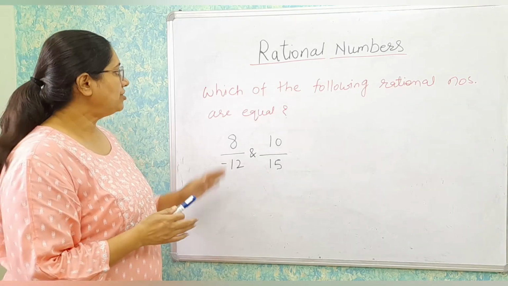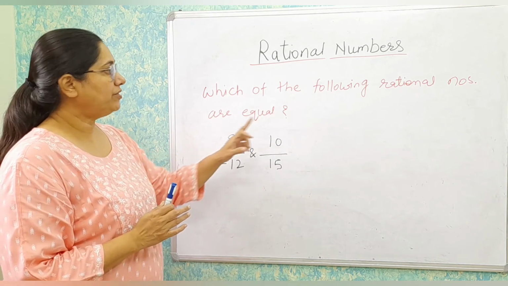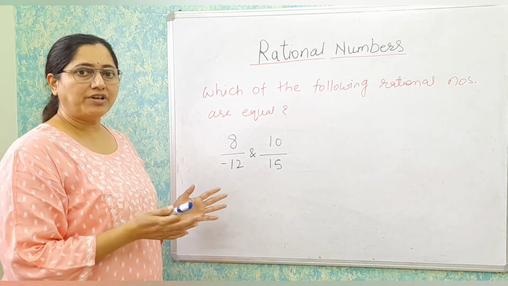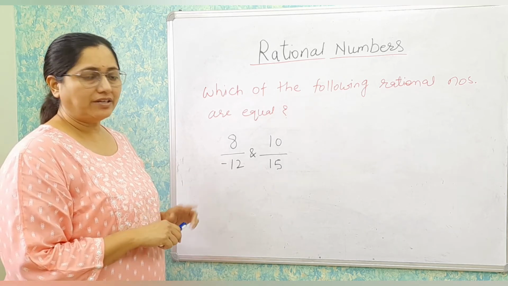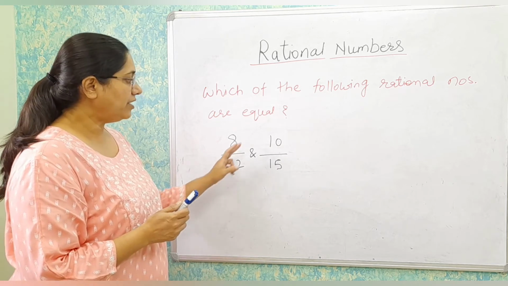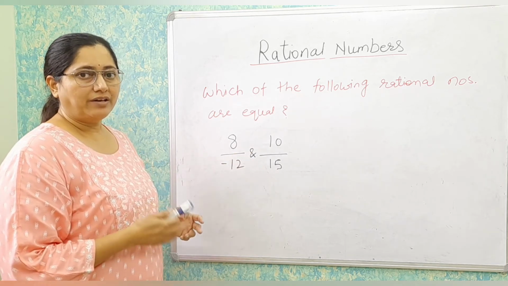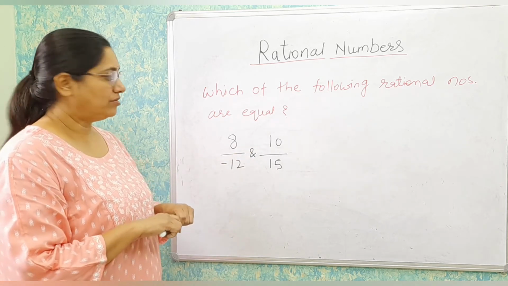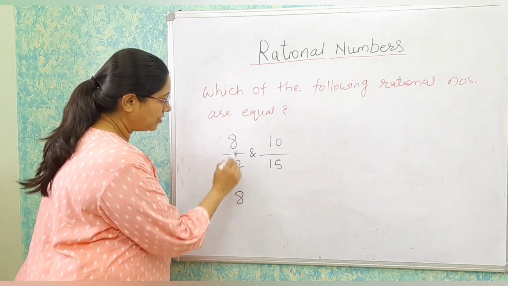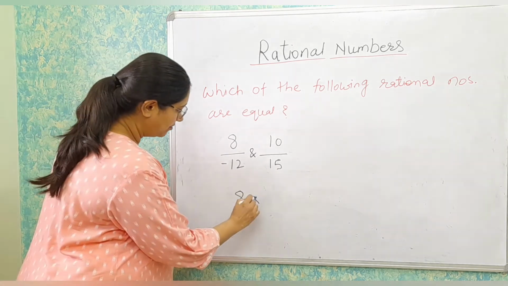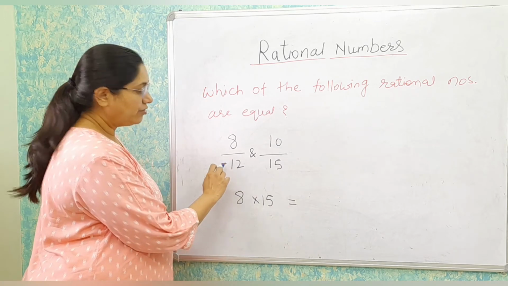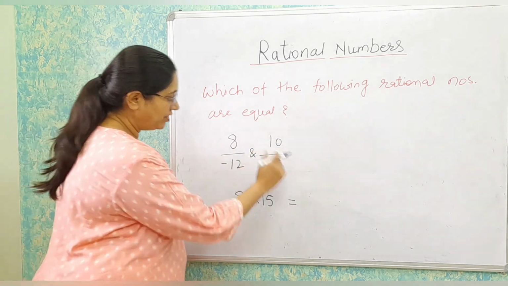In our next question, we have to find out which of the following rational numbers are equal. Equal rational numbers or equivalent rational numbers are one and the same thing. So first I have to find out whether 8 upon minus 12 and 10 upon 15 are equal rational numbers or not. So again I will cross multiply them. First I will cross multiply 8 with 15. Then I will put an equal sign. Now I will cross multiply minus 12 with 10.